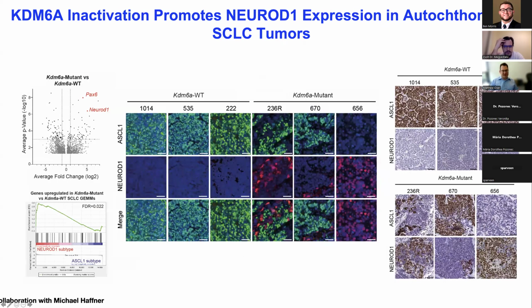And so characterizing these tumors more, we looked first at RNA-seq, comparing all the KDM6A mutant tumors to wild type that I'd shown on the previous slide. And really some of the top upregulated genes and gene signatures were NeuroD1 gene signatures. And when we looked at the single cell level, so this is just multiplexed IF and IHC, what we found was that this was a mutually exclusive expression of ASCL1 and NeuroD1 in different cells.